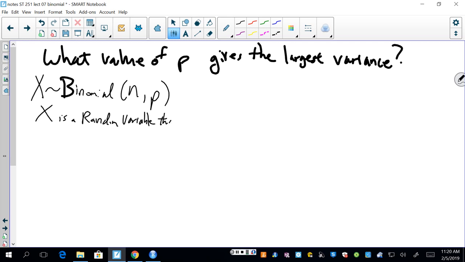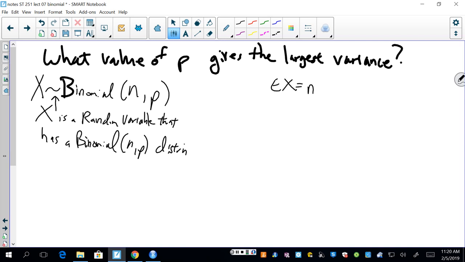A variable that has a binomial distribution. All right, binomial n, p distribution. Some people say X is distributed as a binomial, which means that it has those probabilities. It fits that model, right? Kind of a shorthand. The expectation of X was n times p.